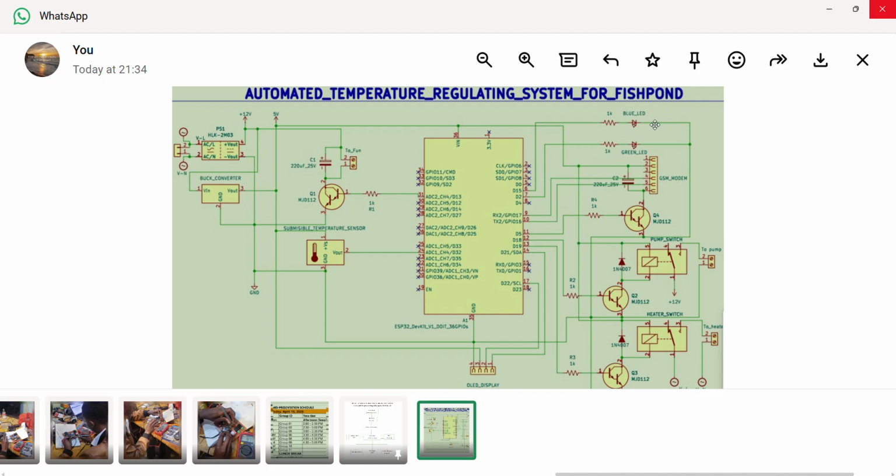These are indicators. The bulbs, the blue and green, indicate when the system is on, when it's connected to Wi-Fi, when the heater is on, and when there's an alarm, like an alert.